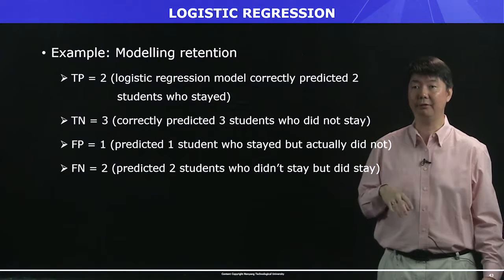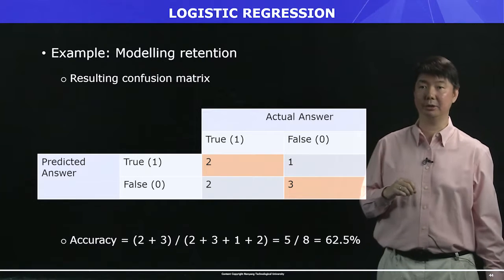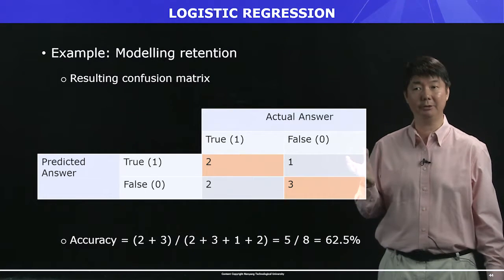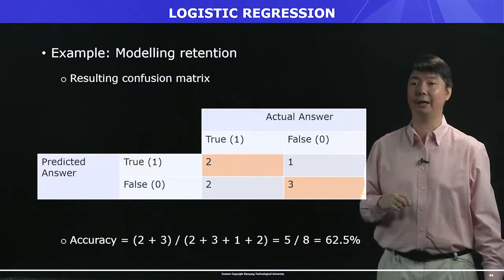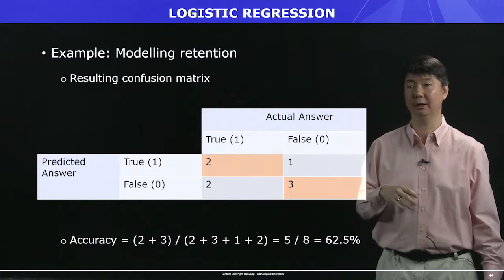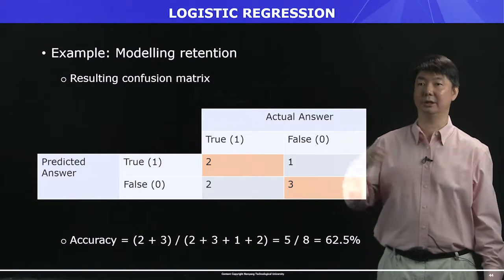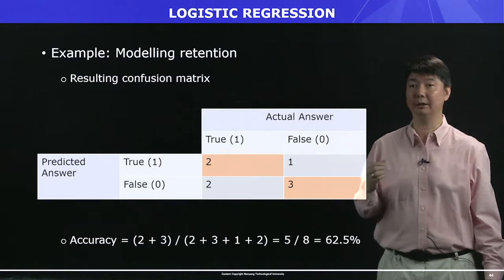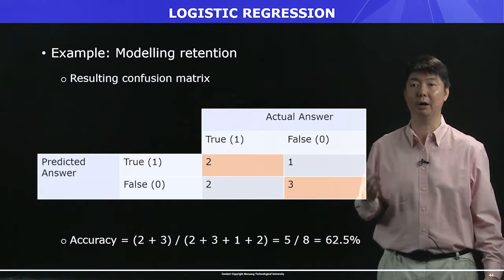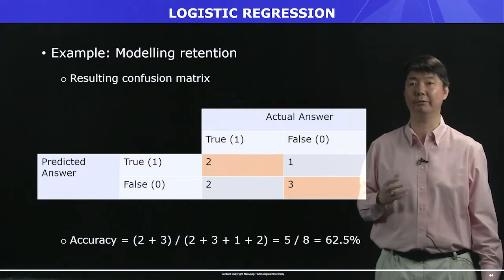Taking these 4 values, we can also summarize them in the confusion matrix. And from the confusion matrix, we are able to calculate the accuracy rate. The accuracy rate would be 62.5%, which is derived from the number of correct predictions, the number of true positives and true negatives, divided by the total number of predictions. 5 over 8 gives you 62.5%.